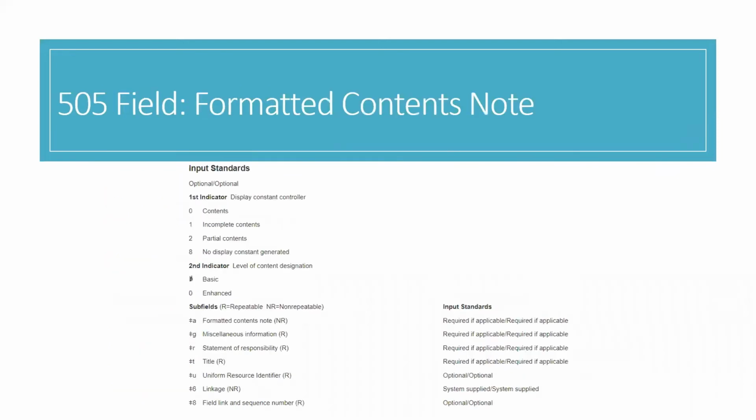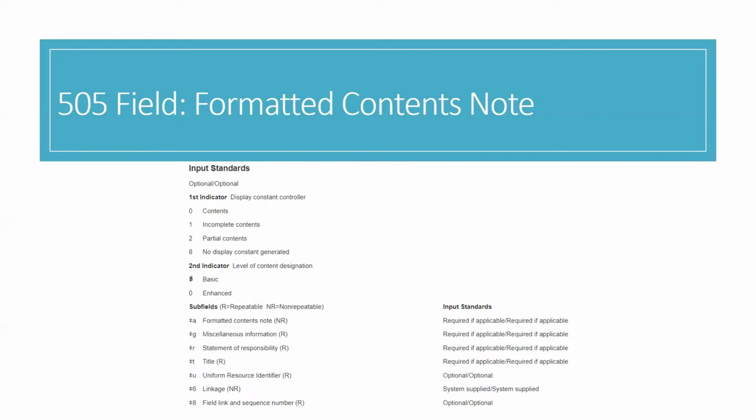Okay, we also have the 505 field, which is the formatted contents note. This field is also optional. The first indicator can be 0 for contents, 1 for incomplete contents, 2 for partial contents, or 8 for no display constant generated. The second indicator can be blank for basic and 0 for enhanced. Possible subfields are A, G, R, T, U, 6, and 8.